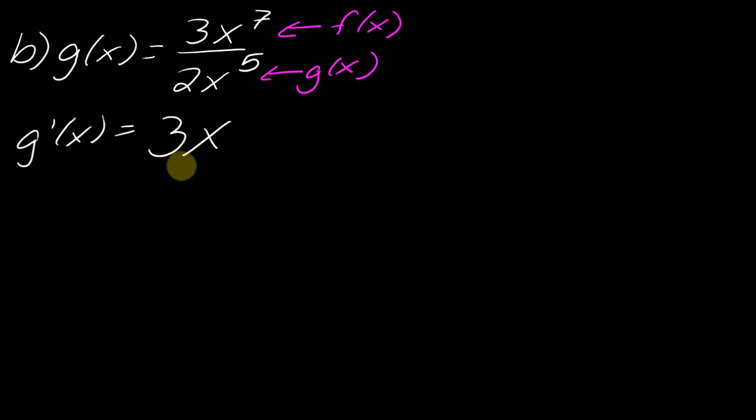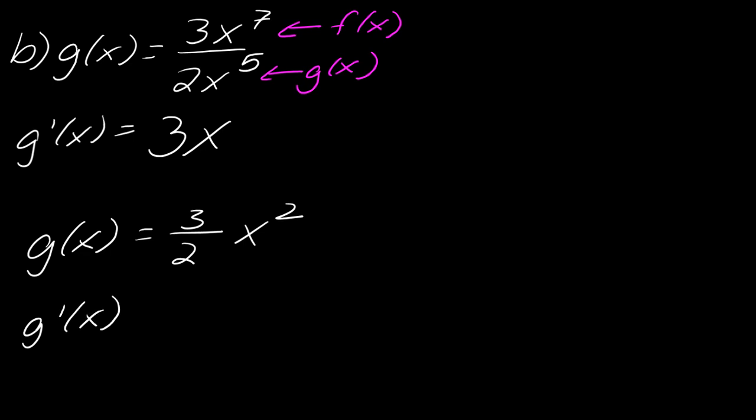And now I'm going to put my skeptical pants on, and I'm going to say, that seems awfully simple. So what I want to do is go back to my g of x, but write this out now in a simplified form. If I just subtract the exponents, this would be 3/2 x squared. So if I take the derivative of that, what is that? That's 3/2 times 2x, which is just going to come out to 3x.